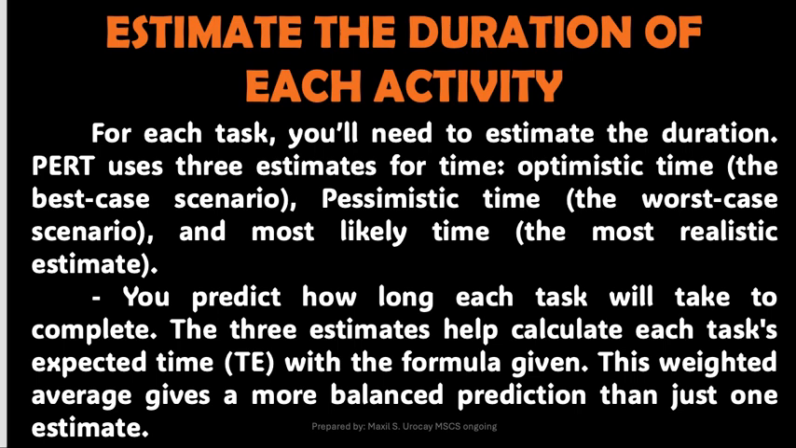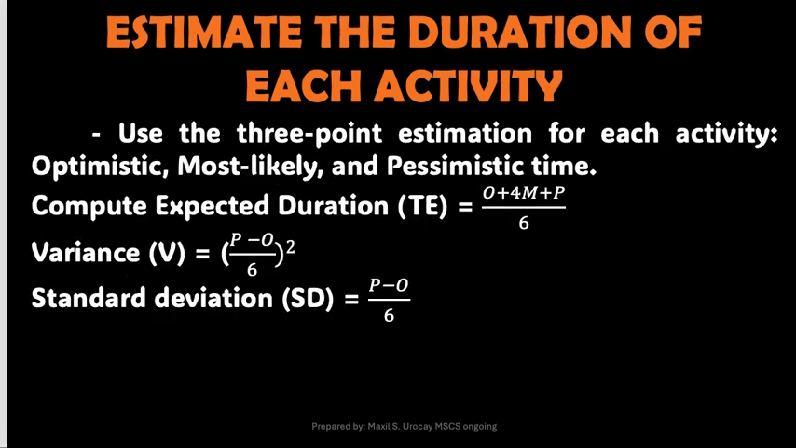And for estimating the duration of each activity, for each task you'll need to estimate the duration. PERT uses a three-point estimate, which was mentioned: the optimistic time, which is the best case scenario, the pessimistic time, the worst case scenario, and the most likely time, the most realistic estimate. Then you predict how long each task will take to complete. The three estimates help calculate each task's expected time with a given formula that I gave you earlier. This weighted average gives a more balanced prediction than just one estimate.